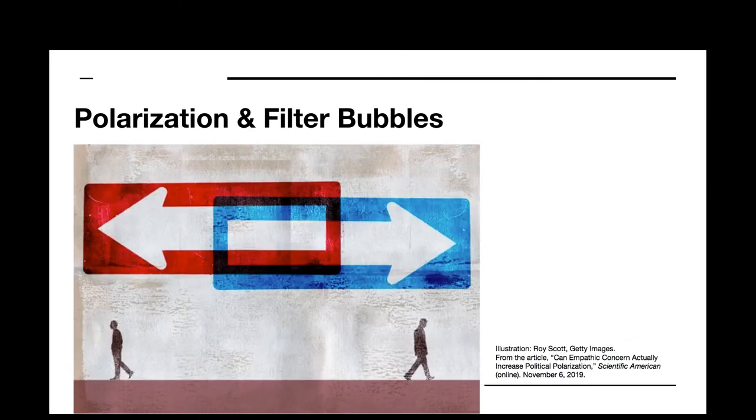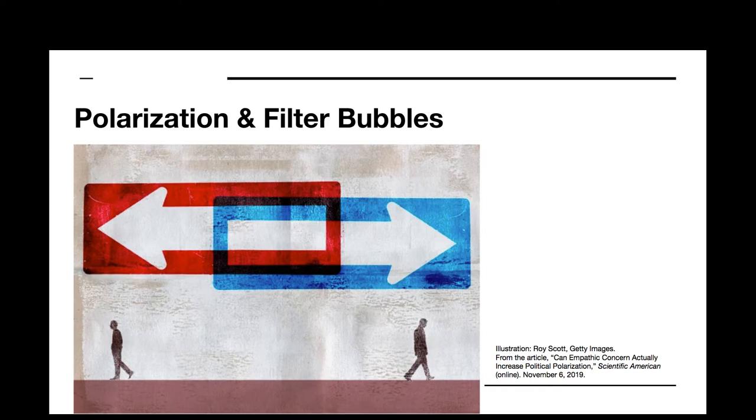Some of the negative effects of algorithmic bias and online platforms fighting for our attention also include polarization and filter bubbles. Polarization refers to the separation of society into different groups. These groups have led to what are called filter bubbles, when people tend to only engage with information or other people that they agree with, while filtering out opposing views.